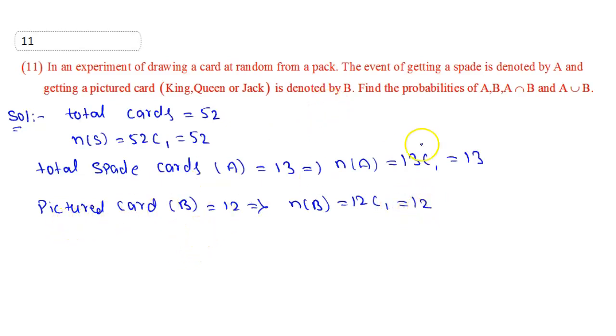And we need to take A intersection B. A intersection B, in the sense, spade card and pictured card.